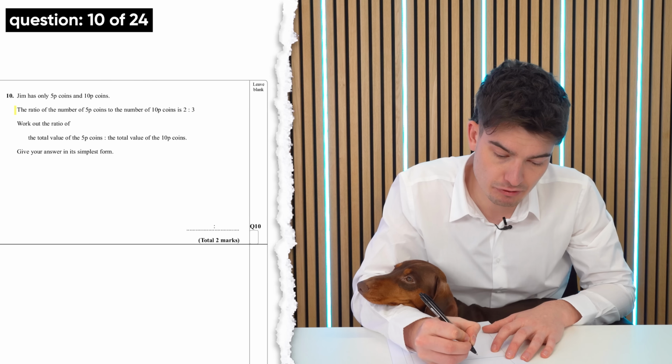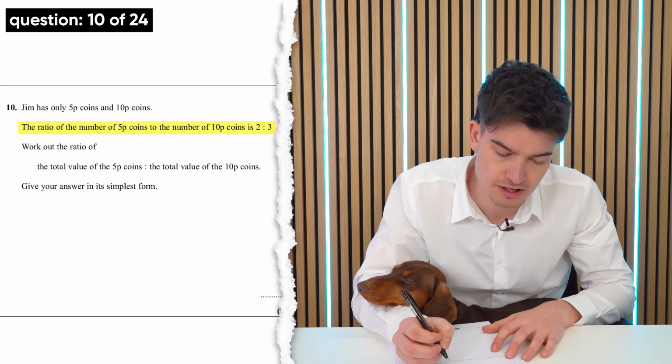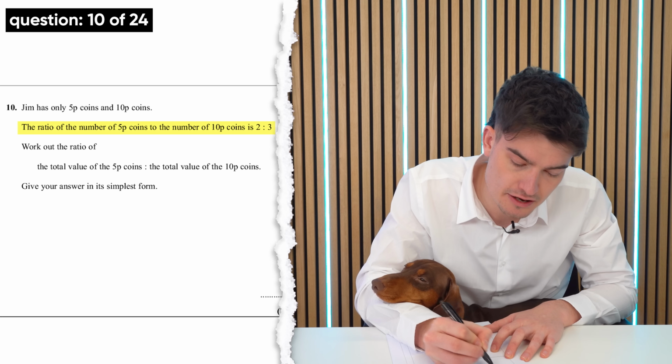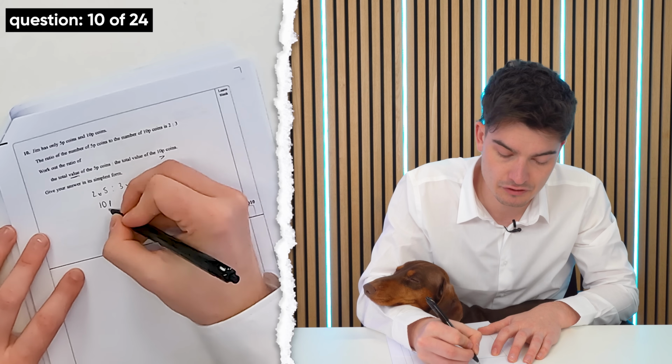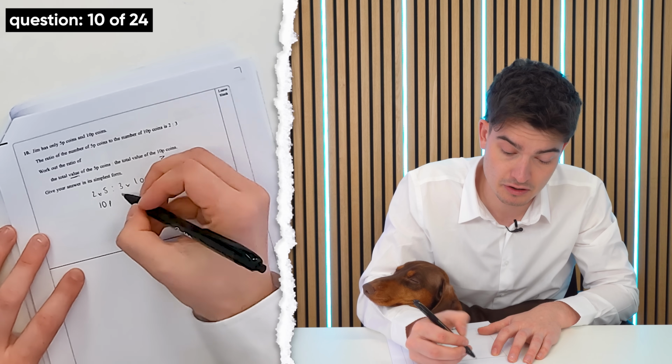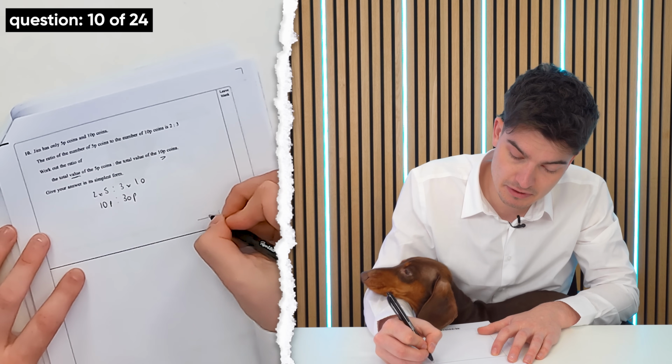That's gotta be wrong. Jim has only 5p coins and 10p coins. The ratio of the number of 5p coins to the number of 10p coins is 10 to 3. Work out the ratio of the total value of the 5p coins compared to the total value of the 10p coins. For every 10p of 5p coins, we've got 30p of 10p coins. Therefore, the simplest form of that is 1 to 3.